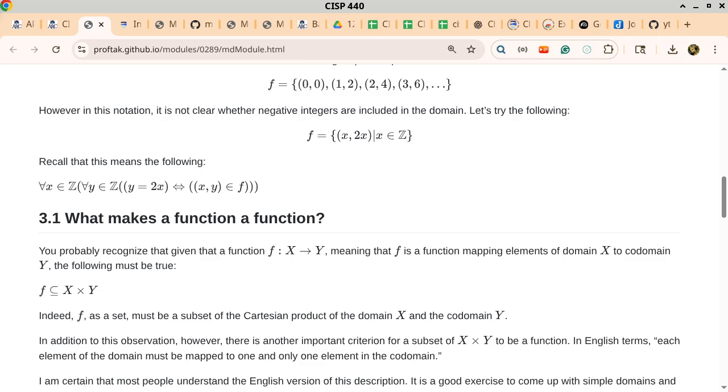Yes. So if you want to claim that f is a function, you first have to say what is the domain and what is the codomain. And there are some additional constraints, to really say whether it really is a function or not, which is described in section 3.1.